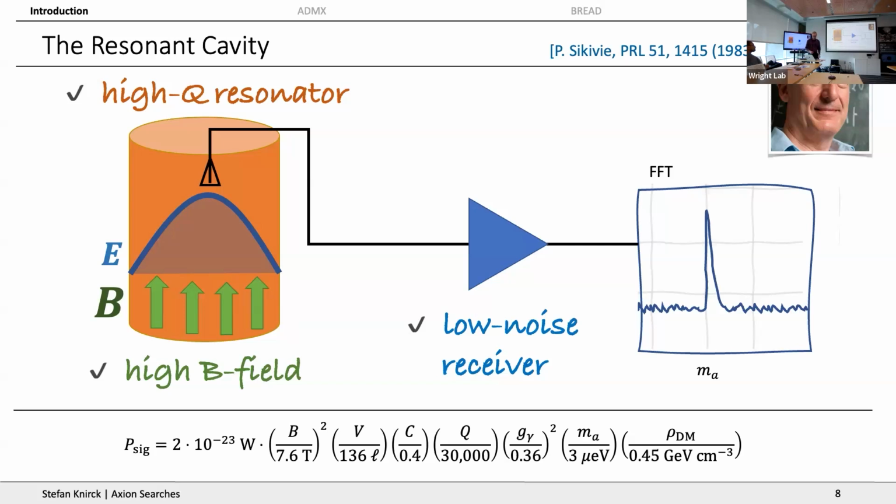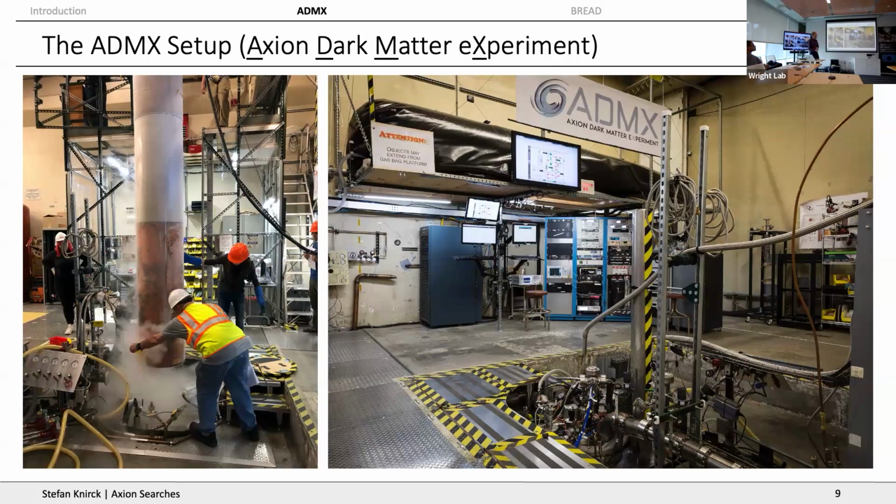This is, of course, just a cartoonish picture. In ADMX, this is how our setup looks. Down here is our magnet. This is about the size of the cavity. There's still the shield around, but you can see the cavity is about 1 meter tall, about 50 centimeters in diameter. And this is just as we pull it out of a wet fridge. On the other side, this is when it's inside, looking from a 180-degree different perspective, with all the readout electronics behind. So this is not a tabletop experiment anymore, but also not a crazy particle physics experiment yet.